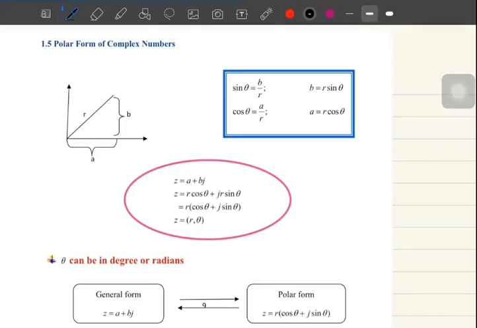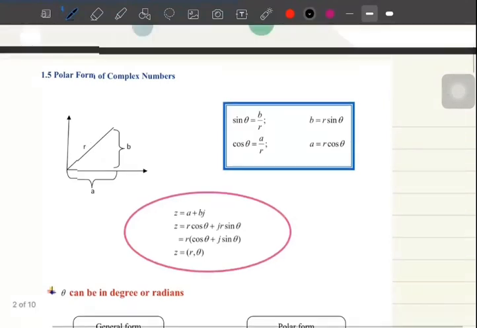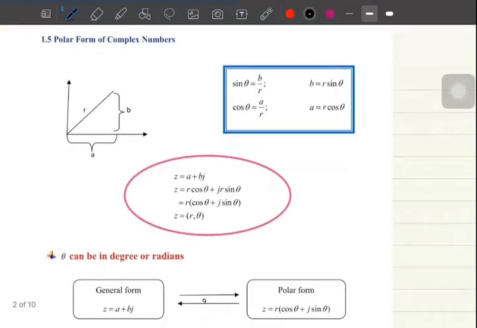We proceed with our next subtopic, which is the polar form of complex numbers. Before this, I asked you to go through on your own the complex plane, modulus and argument. We are going to use all these three in finding the polar form of complex numbers.